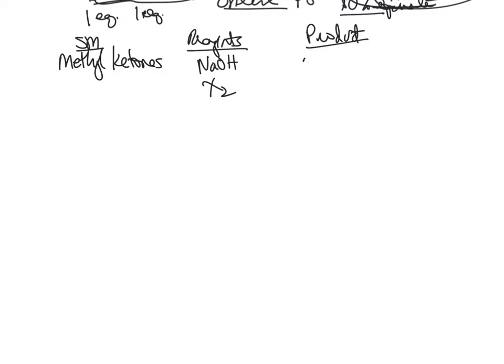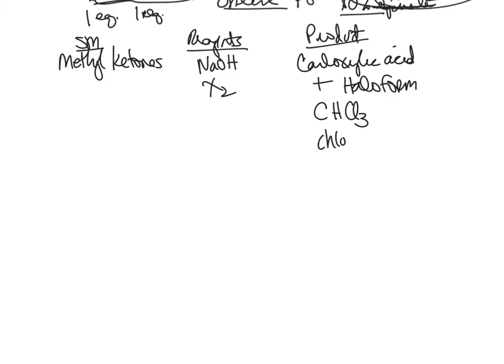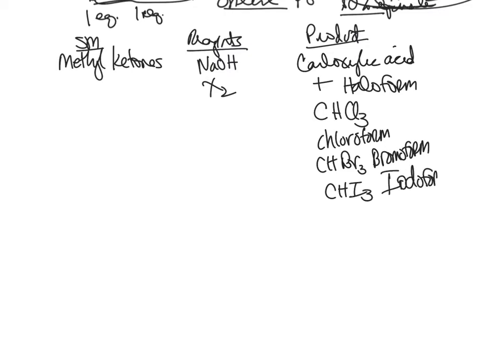So it's going to be a carboxylic acid plus a haloform. Now what's a haloform? Okay, well, CHCl3 is called chloroform. CHBr3 is bromoform. What do you think CHI3 is? Iodoform. Okay, so that's the haloforms.